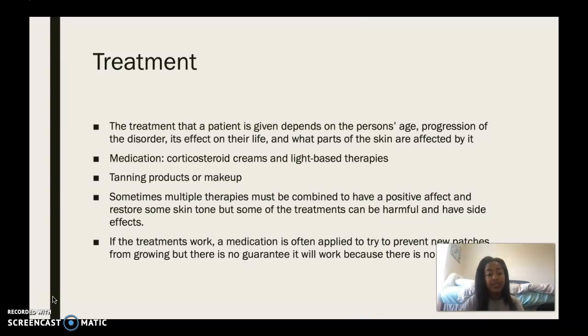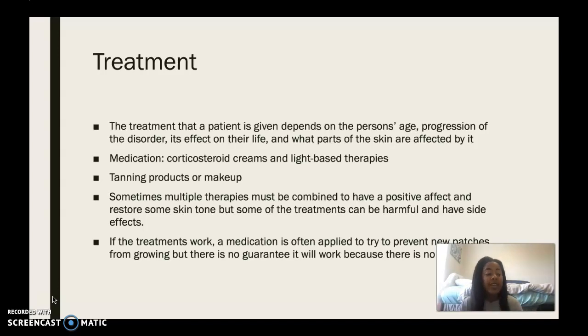So treatment. It depends. For the treatment, it depends on the person's age, the progression of the disorder, and it affects different parts of people's lives and different parts of the skin. So there's no cure to this disorder. So really all these treatments vary with each person, because there's no guarantee that any of the pigmentation will come back regardless of the treatments used.